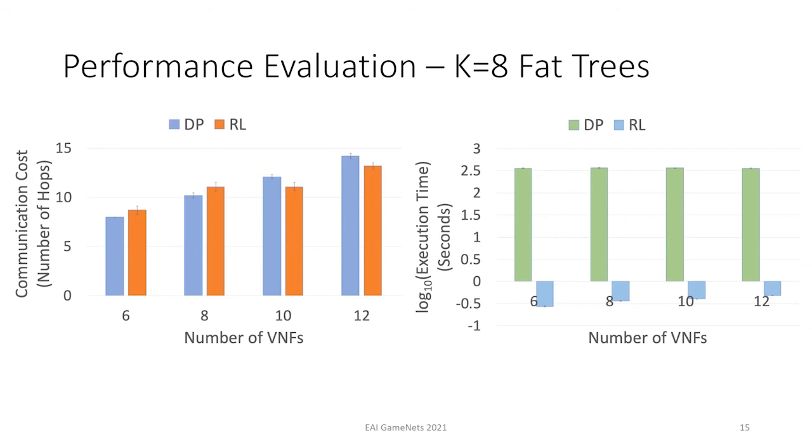The left graph shows that when varying the number of VNFs k from 6 to 12, the dynamic programming algorithm performs better than MARL when k is relatively small, and the MARL algorithm performs better than the dynamic programming algorithm when k gets large. However, the figure on the right shows that our MARL algorithm has a much smaller amount of execution time than the dynamic programming algorithm.